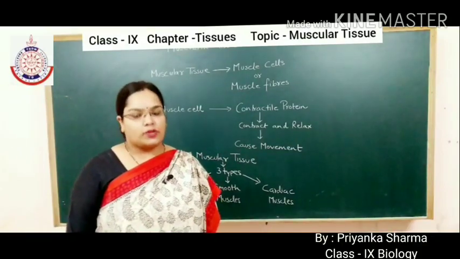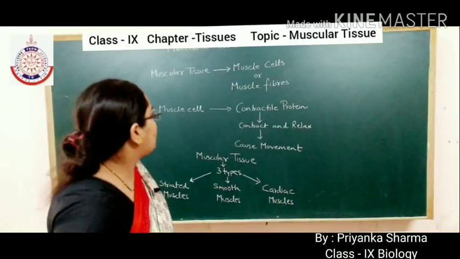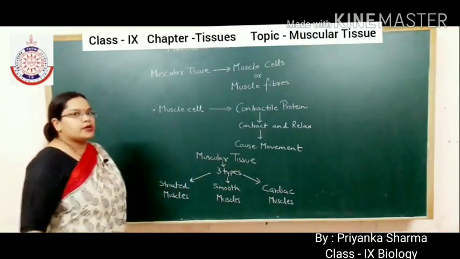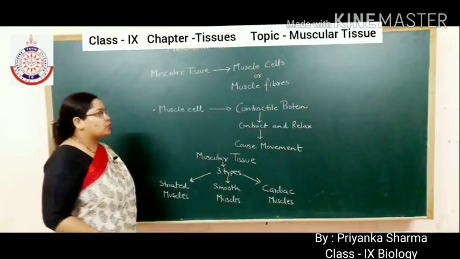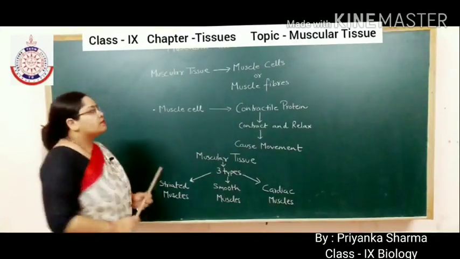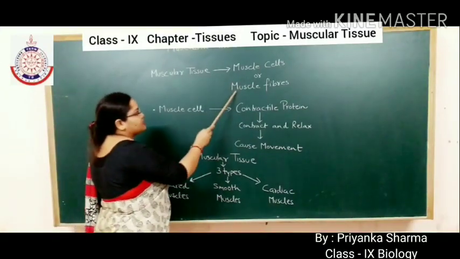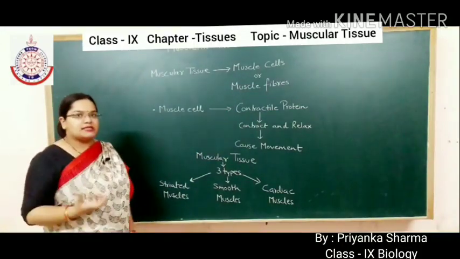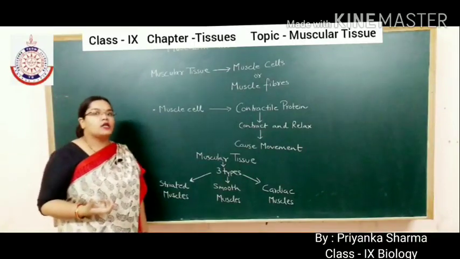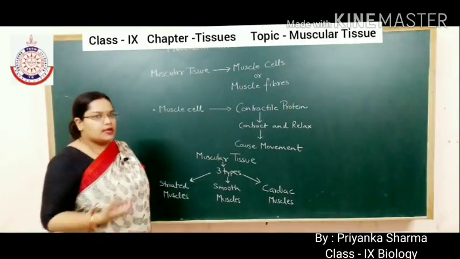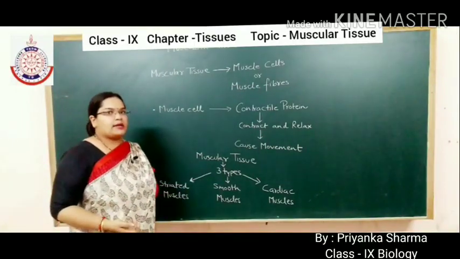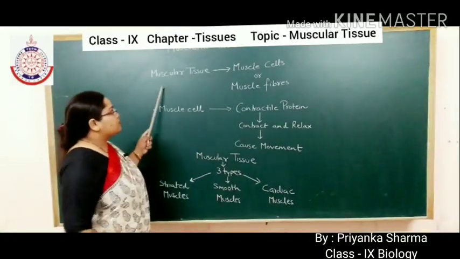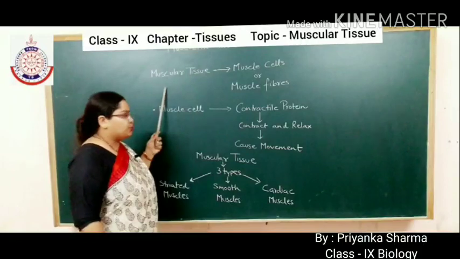Today we will start with the next animal tissue, that is muscular tissue. Muscular tissue is a highly specialized tissue which is made up of muscle cells, and these muscle cells are also known as muscle fibers. These muscle cells are responsible for causing movement in animals. So movement takes place in us. We can move from one place to another because of the presence of muscular tissue.